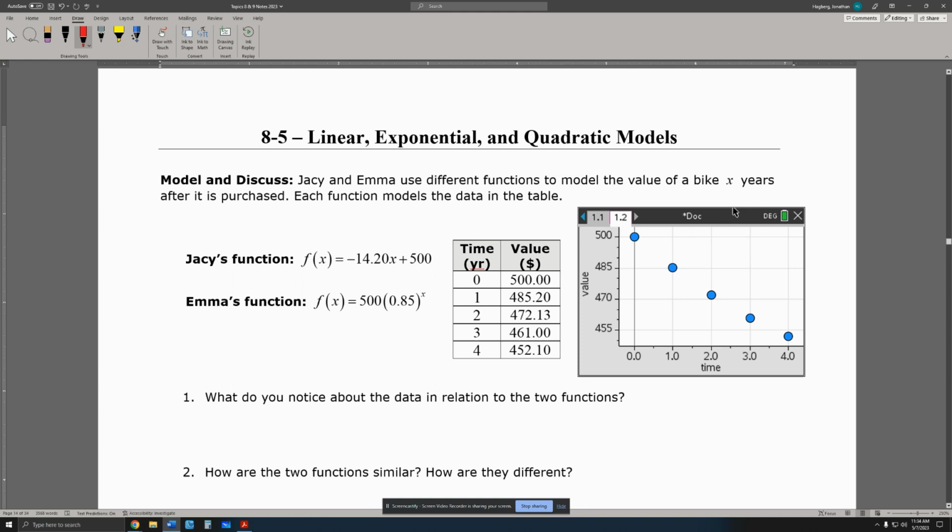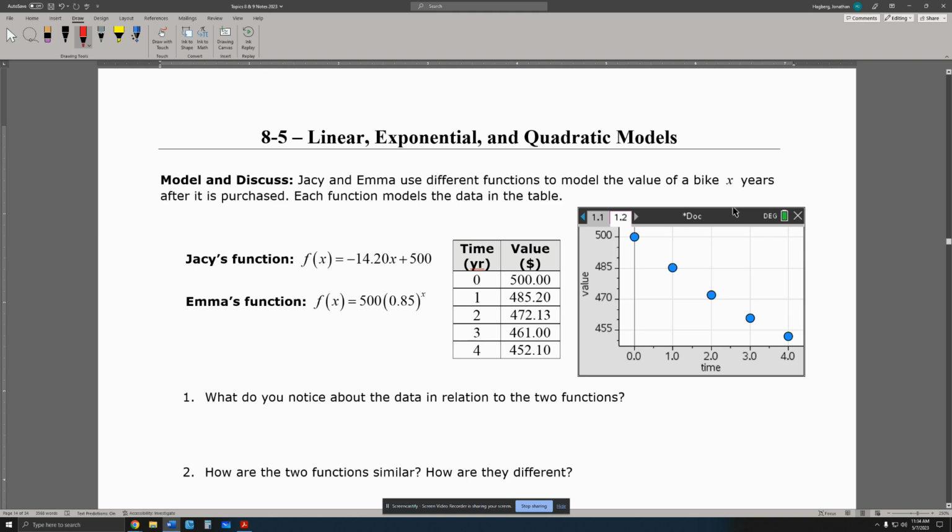Hi everyone. Today we're going to be completing our notes on 8-5 linear, exponential, and quadratic models. I want to start off with this example. JC and Emma use different functions to model the value of a bike X years after it's purchased. Each function models the data in the table.